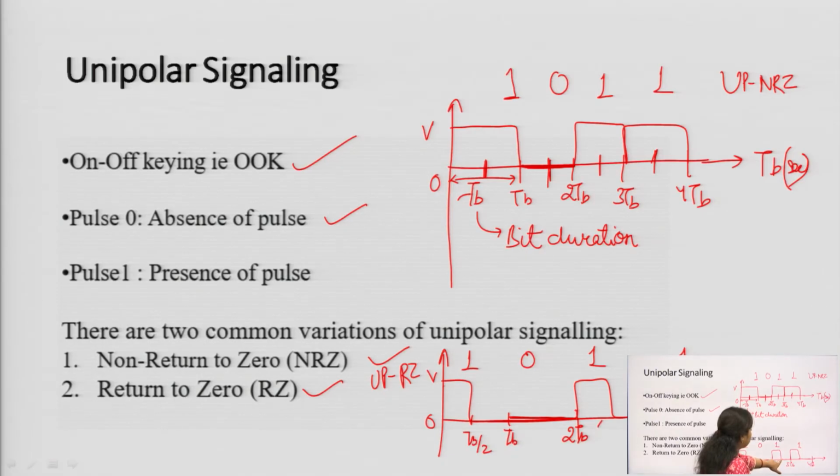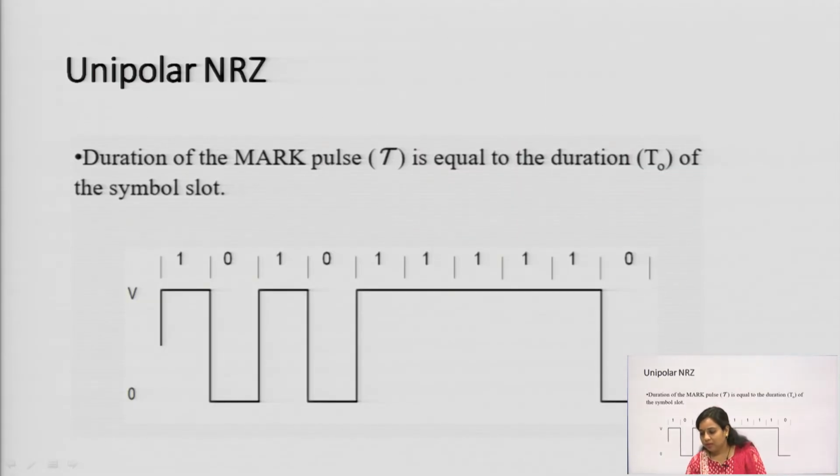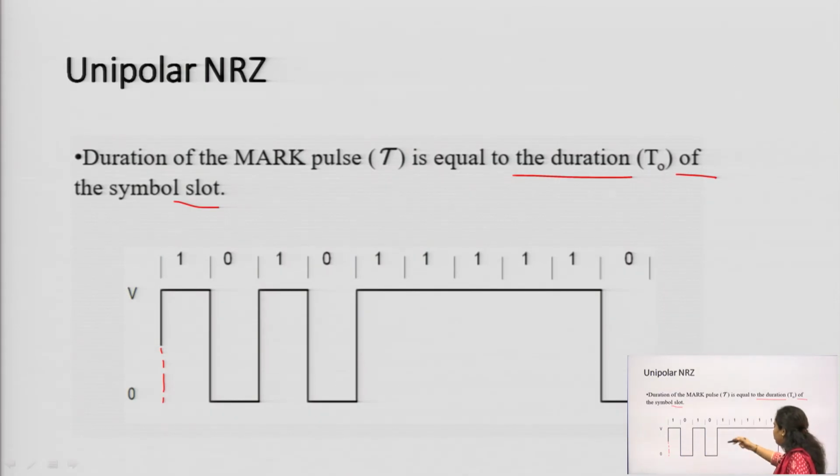Then for the next one, this will return back after this half bit duration, and for the other one. So, subsequently this type of signaling will be used for unipolar signaling. This is an example of unipolar NRZ. Duration of the mark pulse is equal to the duration T naught of the symbol slot. So, you can see that for full bit duration the data will be like this. For 0 I am transferring no data, and for 1 I am transferring the data, 0 volt for no data. This is how the data will be transferred.